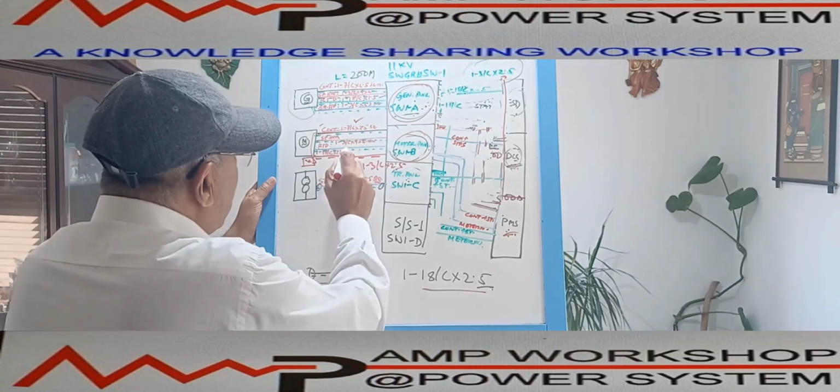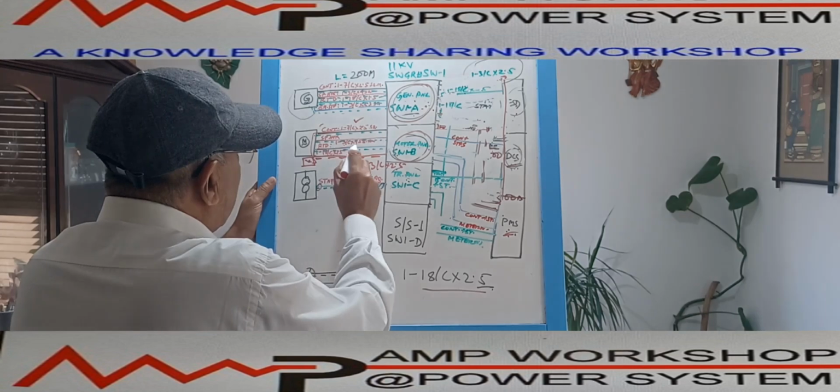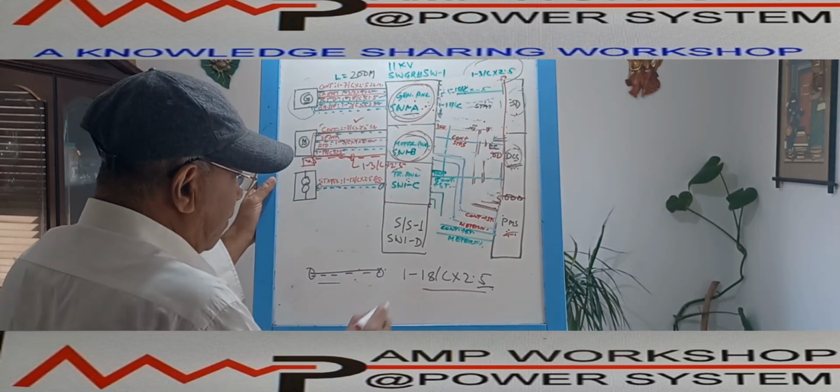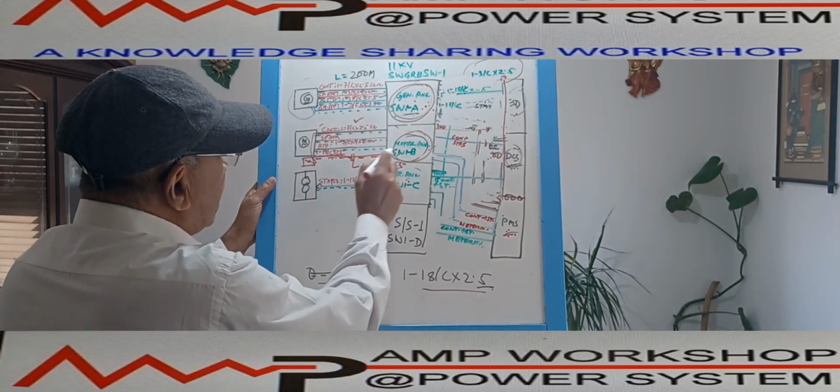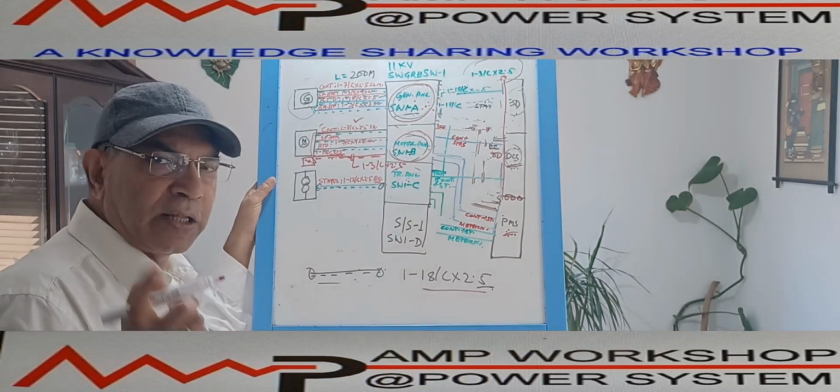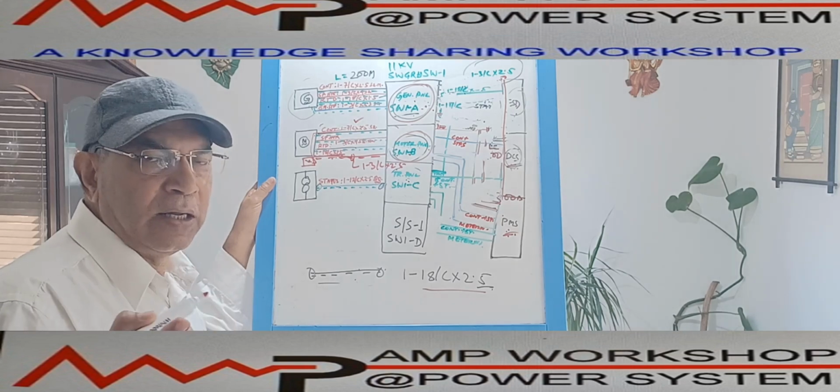That's why we are using one 18-core cable. The RTD signal is brought by an 18-core cable, same as before. One 18-core cable is coming to the switchgear panel to monitor the bearing and the RTD temperature.